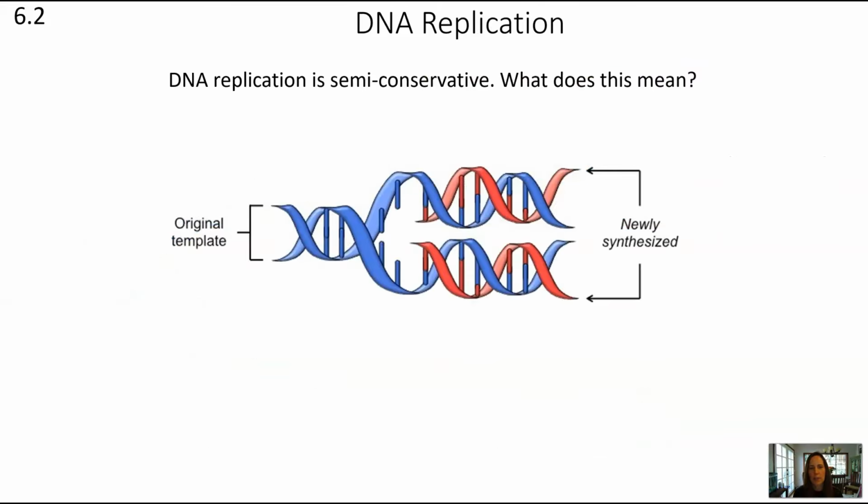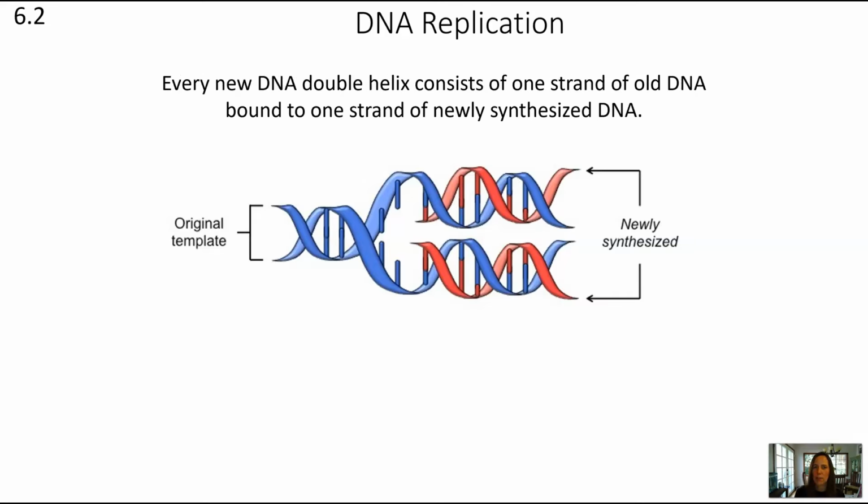All right, final concept in terms of DNA replication. DNA replication is known as semi-conservative. What does that mean? See if you can figure it out from this diagram. Semi-conservative means that every new DNA double helix consists of one strand of old DNA bound to one strand of newly synthesized DNA. And you can see the old DNA here pictured in blue, and that's what's being unzipped, unwound by the helicase, and then the newly synthesized DNA, synthesized by that DNA polymerase, is shown in red.